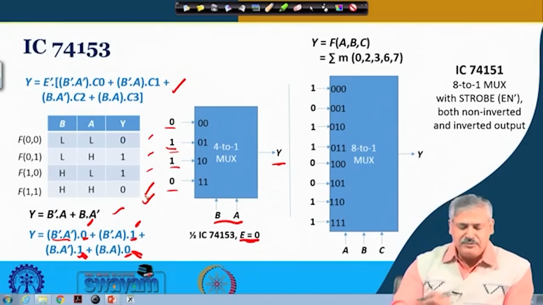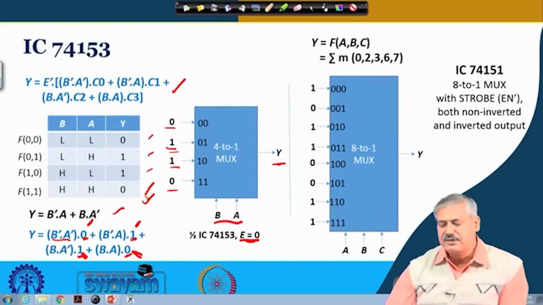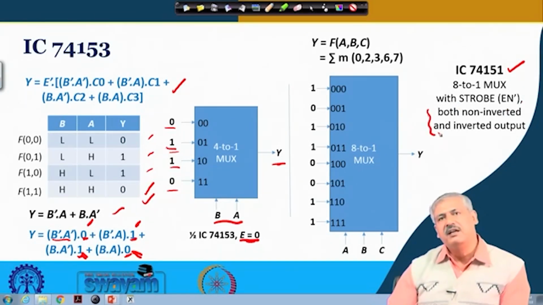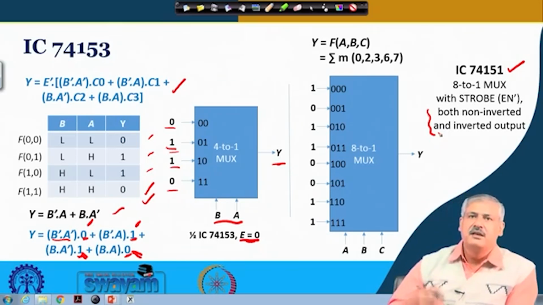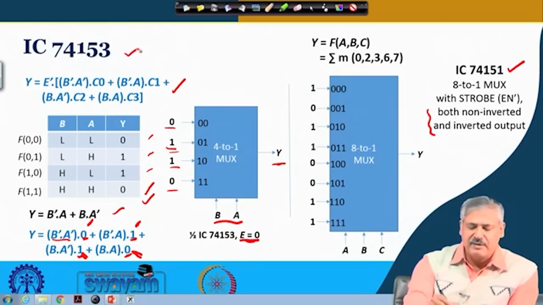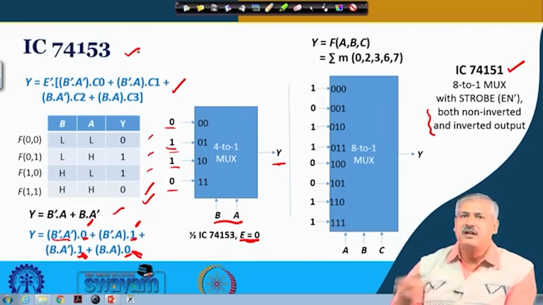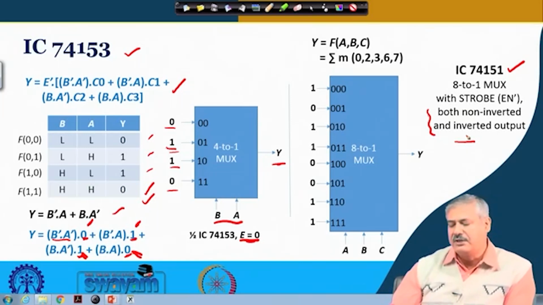So, that was for a 2 variable realization. For a 3 variable realization we can look at IC 74151, which is an 8 to 1 multiplexer. It also has a strobe input, similar to that, but it has both non-inverted and inverted outputs. We have seen non-inverted output for IC 74153 and we have seen inverted output for IC 74150. So, IC 74151 has both the versions. So, basically you can use any one of them depending on your requirement.